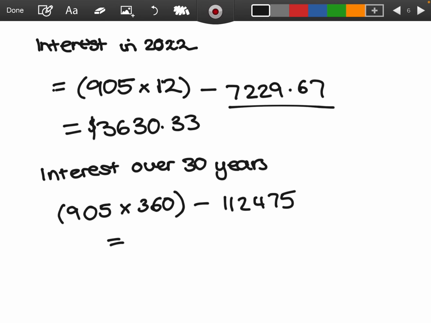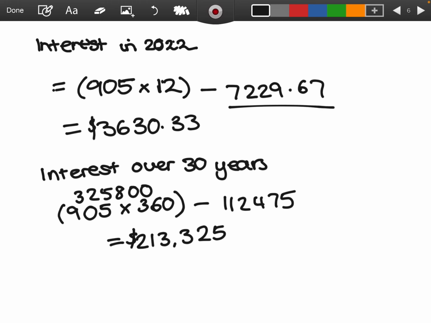If you do that calculation, you should find that you get $213,325. Okay, so it turns out this amount here would be $325,800. So for a $112,475 mortgage, you ended up paying $325,800. So you ended up paying over $200,000 in interest.